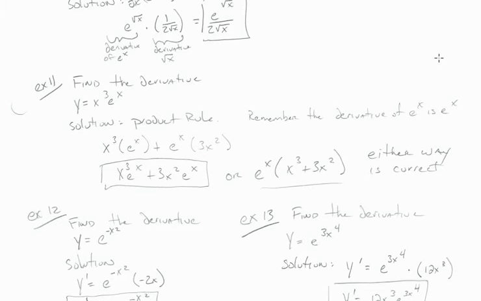I have an f of x and a g of x. So remember, the product rule is first times the derivative of the second plus the second times the derivative of the first. Or I should say the first term times the derivative of the second term plus the second term times the derivative of the first term.